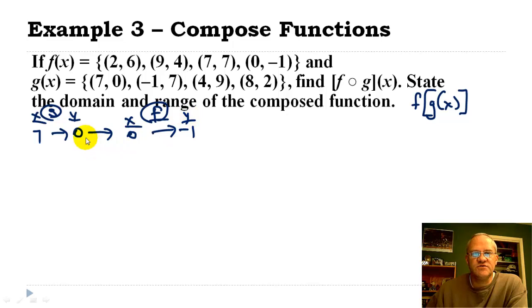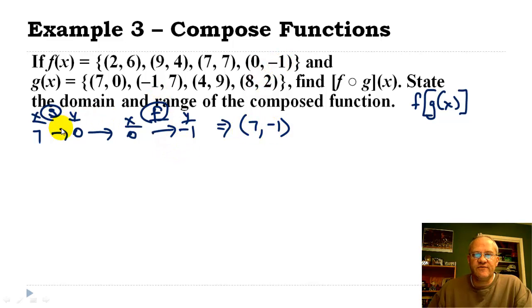Like I said, this is a little confusing, but basically I started with the g. I started with the 7, which is x. I found that the y is 0. Then that is what I'm going to look for in f, and there it is. There's the 0 in f and the -1 that goes with it. So as a result of all of this, what I end up with is the original x that I started with, the ordered pair of 7 and the y at the very end, -1. So when I do this composition, I start with this x and end up with -1, so 7, -1.